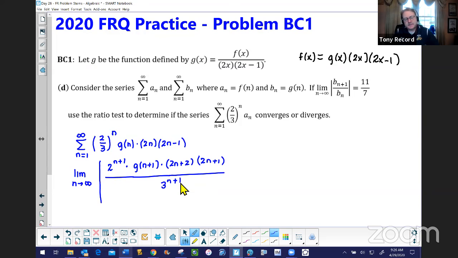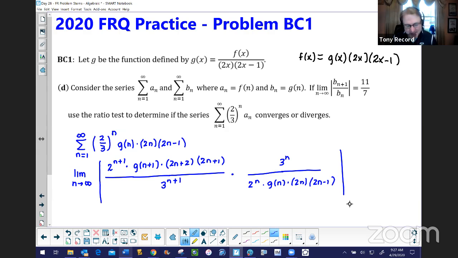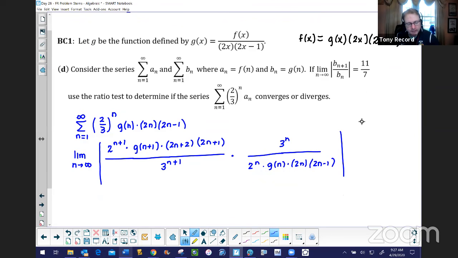And then instead of dividing that by the nth term expression, I'll just multiply it by the reciprocal. What that would mean is I would have a 3 to the n up in the numerator, and all of that would be placed over 2 to the n, and then the rest of what I had originally in this expression, g of n times 2n times 2n minus 1.